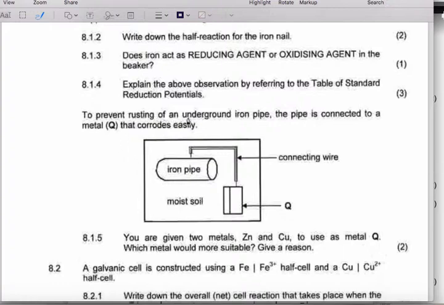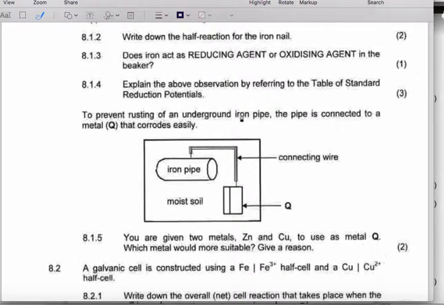To prevent rusting of an underground iron pipe, the pipe is connected to a metal Q that corrodes easily. So there's your iron pipe, and there it's attached via a wire to Q. This is almost like a cell. There's your 2 metals, there's the connecting wire. Moist soil is your salt bridge, so we've got a complete circular reaction it goes by. Now, which of these is going to lose electrons? You're given two metals, zinc and copper, to use as metal Q. Which metal would be more suitable?